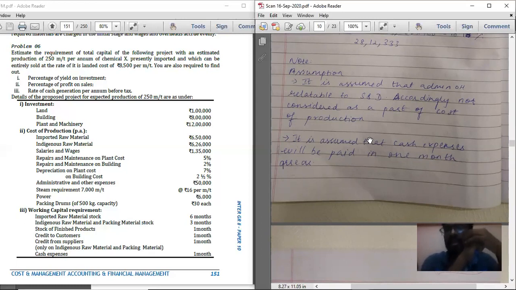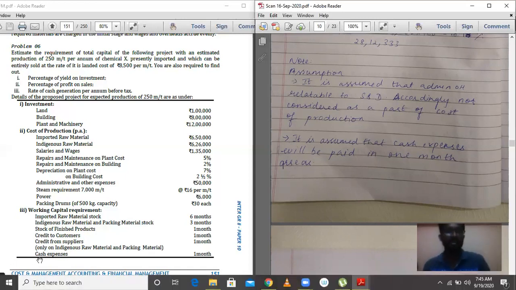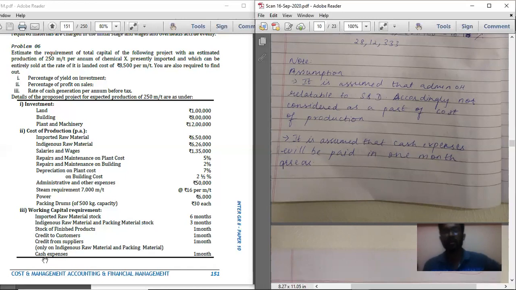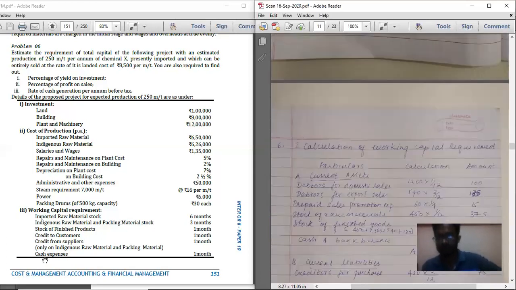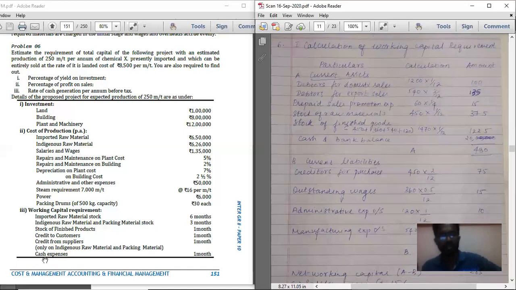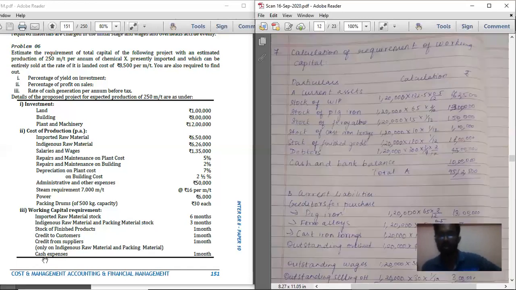Second, below that, second arrow mark: it is assumed that cash expenses will be paid in 1 month arrears. We can assume it as advance also, but we assumed it as arrears, so we are giving notes. It is assumed that cash expenses will be paid in 1 month arrear. So with this, we have completed problem number 6.